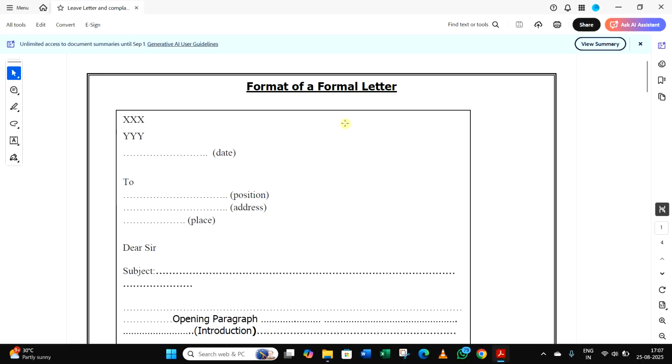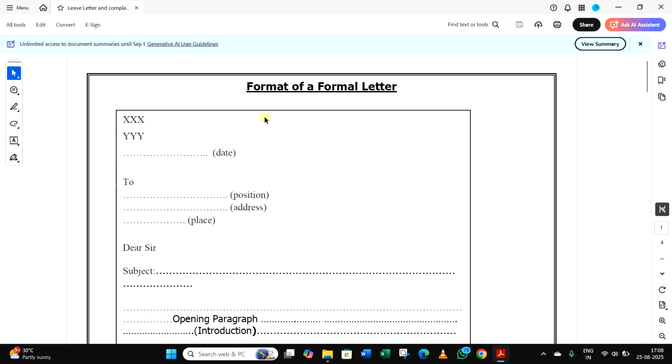First of all, you need to understand that in the exam, you will be given one question, and based on that question, we have to write the letter. There are various types of letters, maybe a complaint letter, leave letter, request letter. Out of those types, we have to write any one. In the exam, one kind of letter will definitely be there. So we have to understand that question and write the letter accordingly.